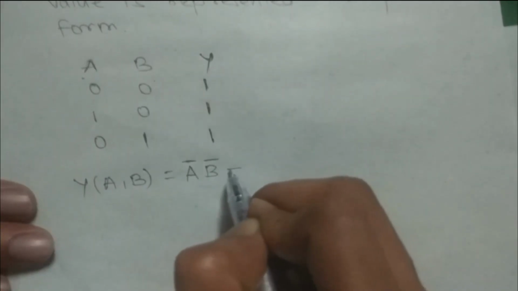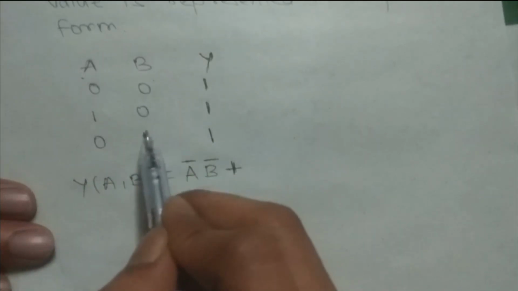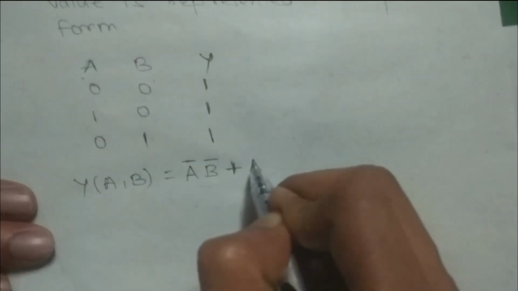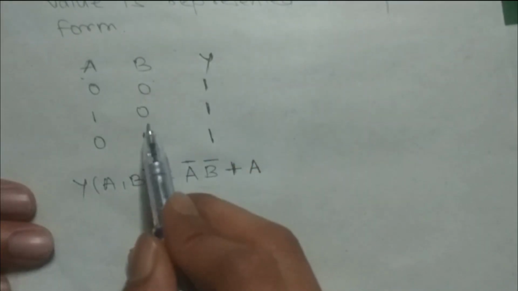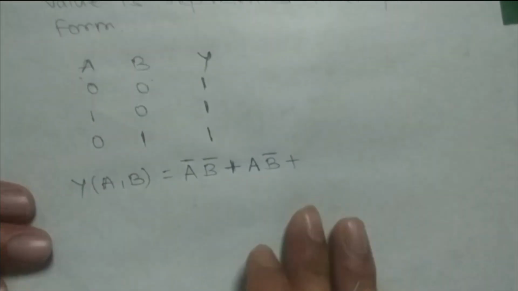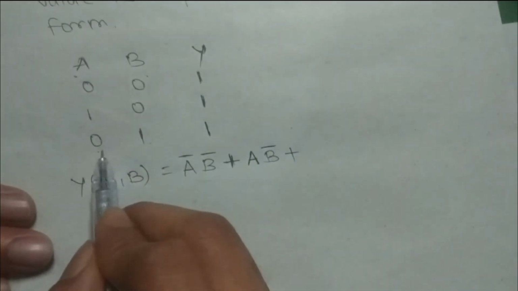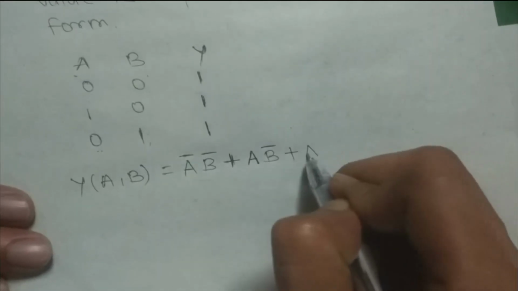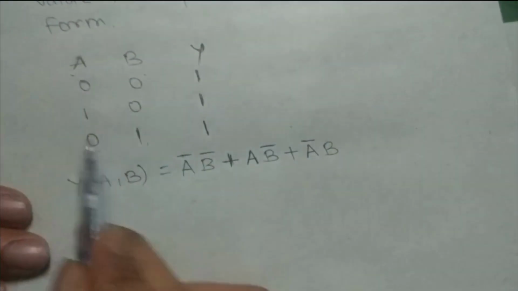Next, sum of product. Sum of product means addition has to be there, right? The next term comes where a is high and b is low. A is high, so it is written in non-complemented form. B is 0, meaning it is low, so it is written in complemented form, plus. Next comes a is 0, b is 1. So a is written in complemented form, and b is written in non-complemented form. So this is the expression for this truth table.